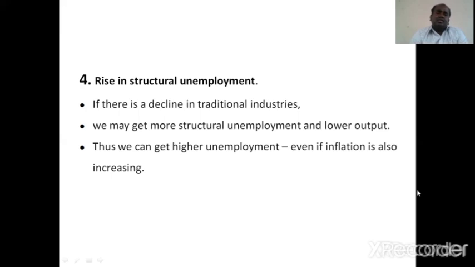Why? Because there is excess of money, but no buyer is there. There is no production. There is no supply. So all these things happen in stagflation.